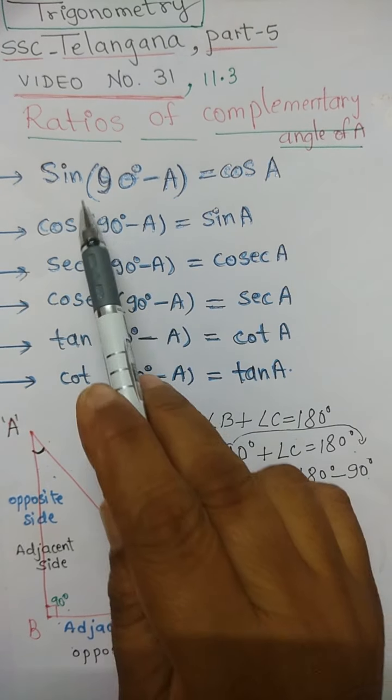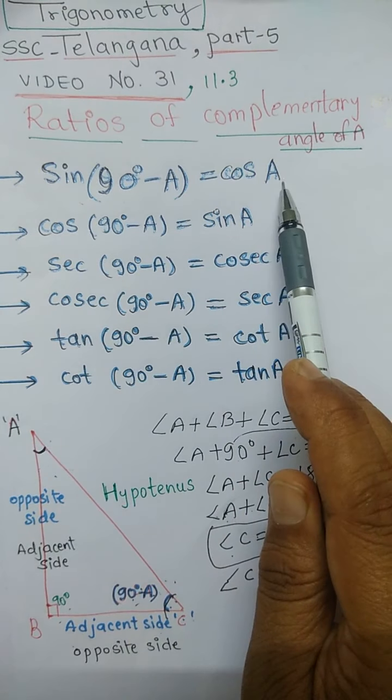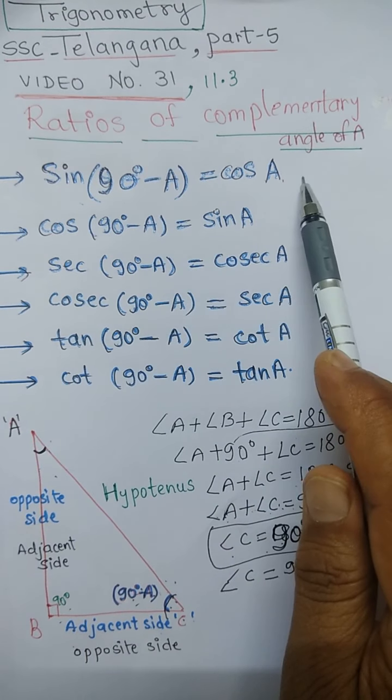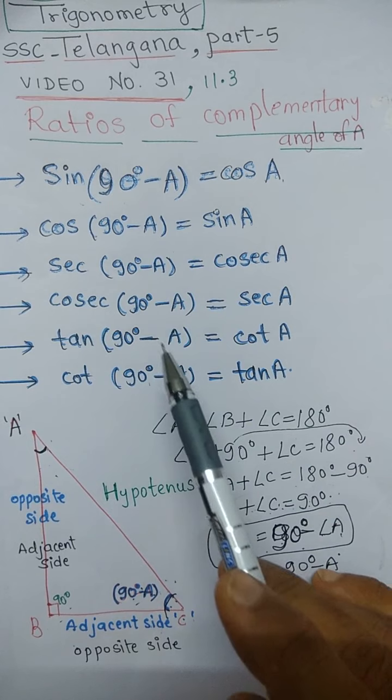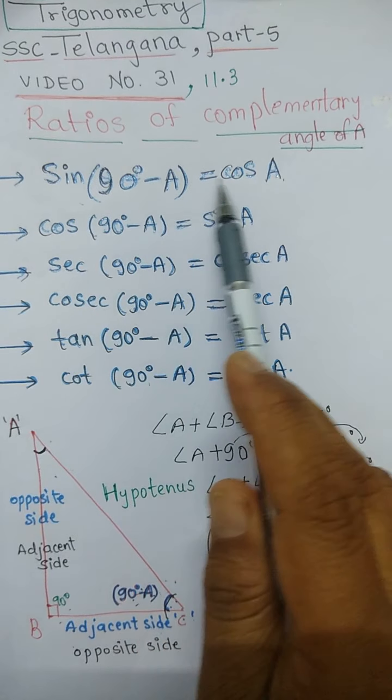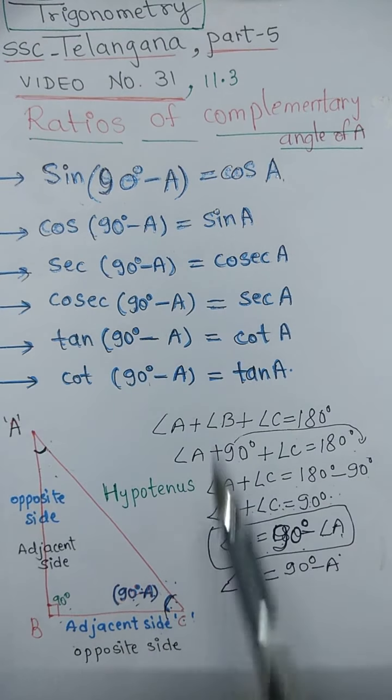Now we will prove that sine(90 degrees minus A) is equal to cos A. First one I will explain to you, remaining you try on your own. How is sine(90 degrees minus A) equal to cos A? We will see now. There are two methods of this proof. First one I will tell, after that the second. So let us write here sine(90 degrees minus A). Sine(90 degrees minus A) means you have to consider this angle.